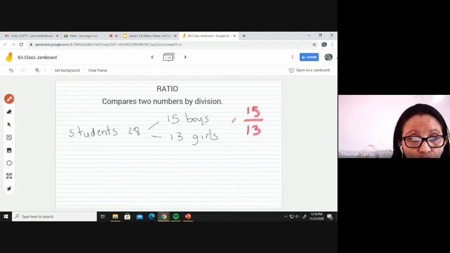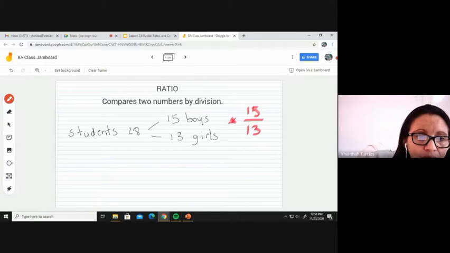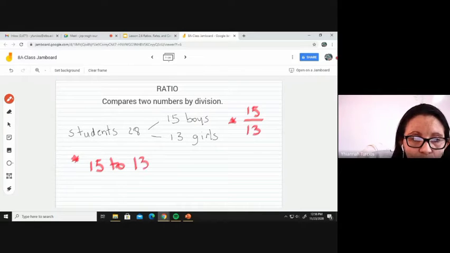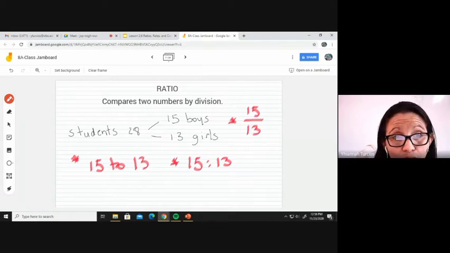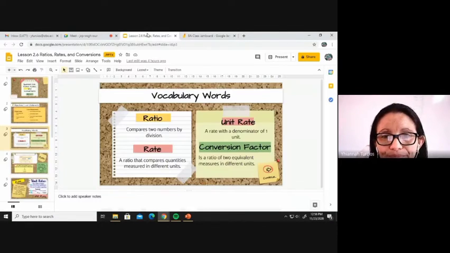But this is not the only way that we can compare. We can also compare using words. We can say 15 to 13, okay? And we're saying that there are 15 boys to 13 girls. We can also use two dots to show the comparison between both. 15 boys to 13 girls, and this is ratio, okay?